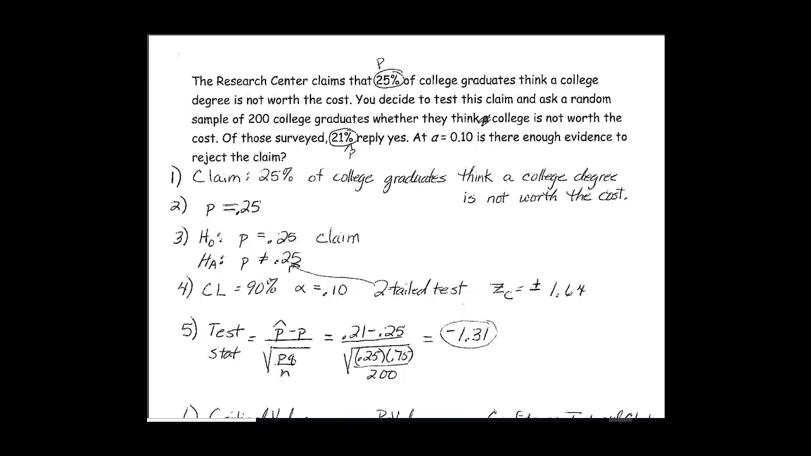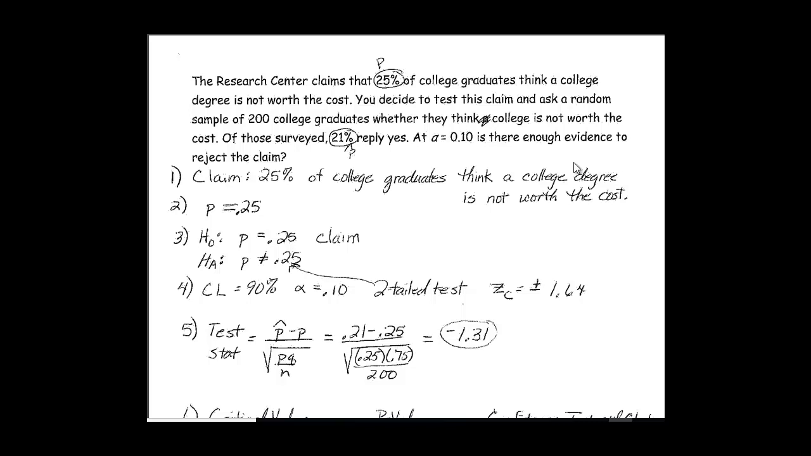Okay, in this video, we are going to do a very basic one sample hypothesis test for proportions. The Research Center claims that 25% of college graduates think a college degree is not worth the cost. You decide to test this claim and ask a random sample of 200 college graduates whether they think college is not worth the cost. Of those surveyed, 21% replied yes, that it was not worth the cost. At alpha equal to 10%, is there enough evidence to reject this claim?